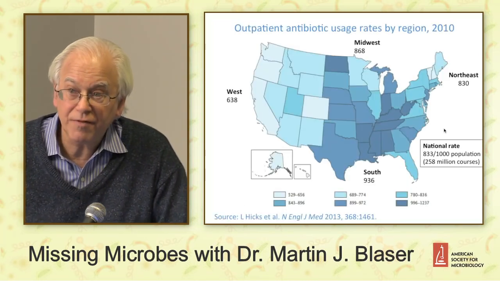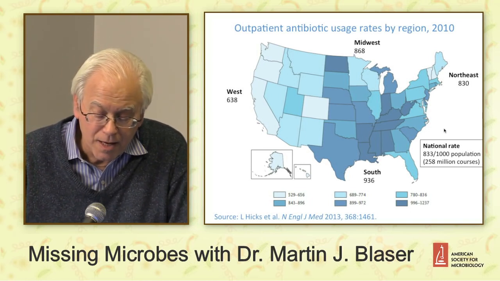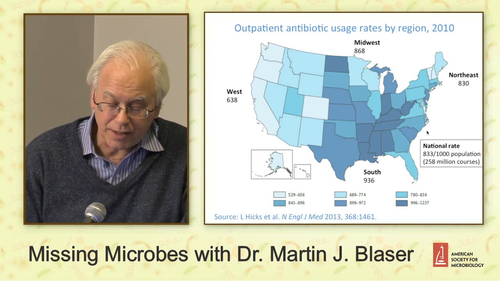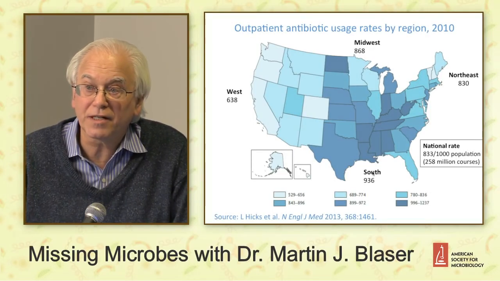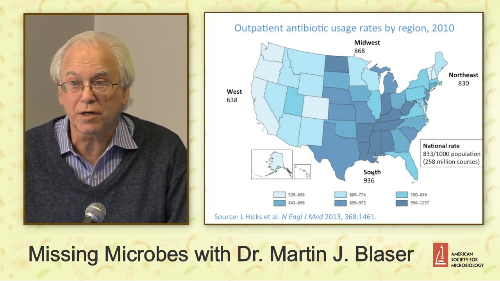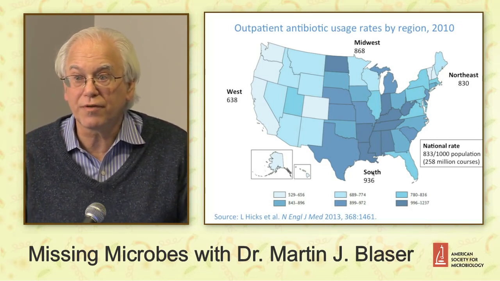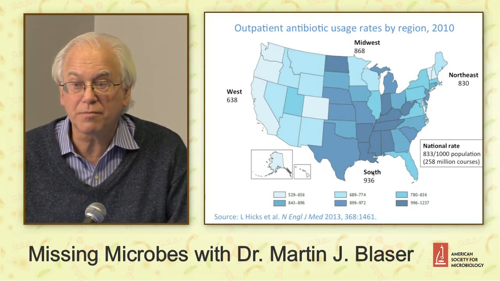Now, the CDC investigators, and this is Laurie Hicks and colleagues, looked at the geography of antibiotic use. The national rate was 833 per 1,000, Northeast 830, Midwest 868, West 638, much lower than the national average. South 936, much higher. 50% difference between South and West. No 50% difference in the rate of serious bacterial infections. These differences reflect differences in practice and culture, and wherever you look, you find variation in use of antibiotics by region, by practice, by country.